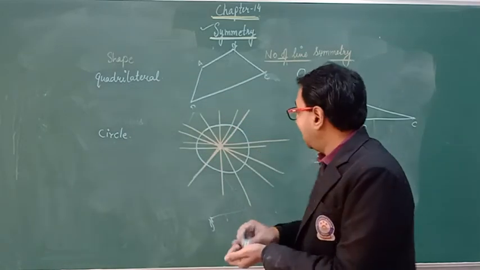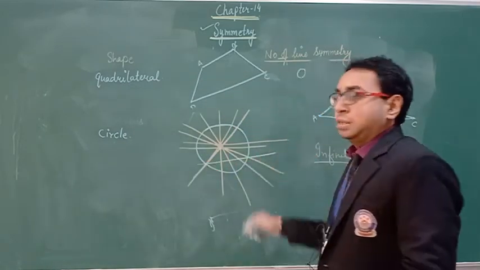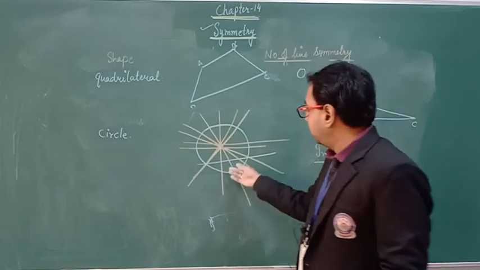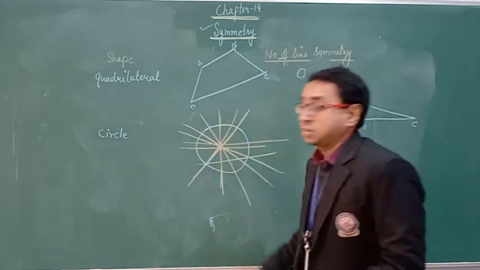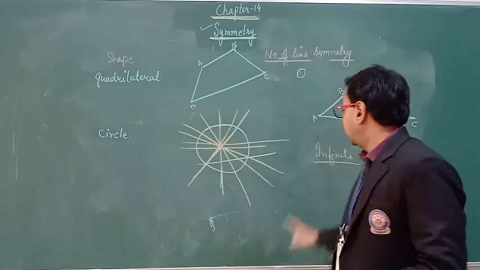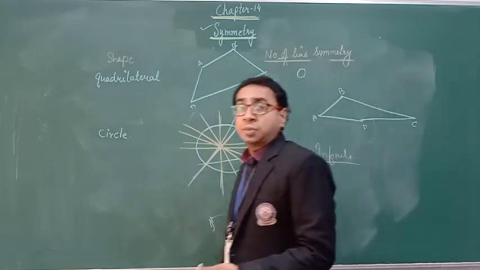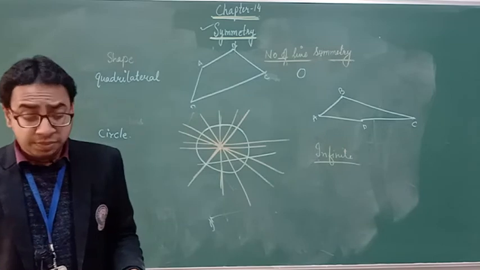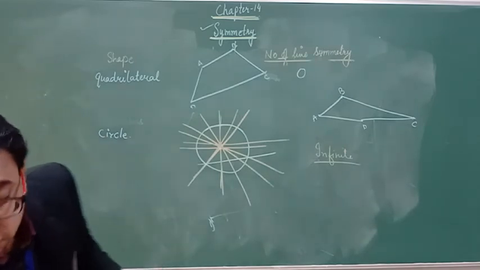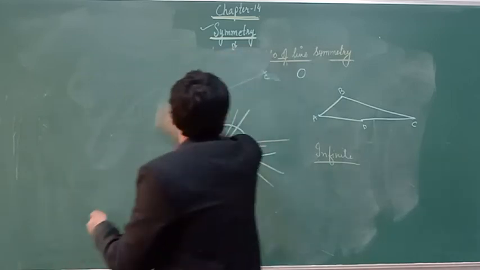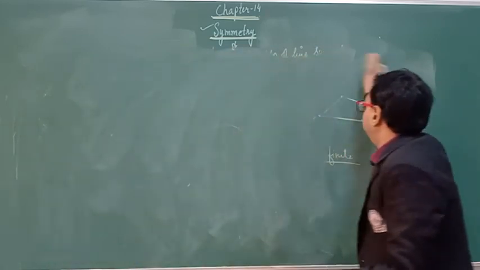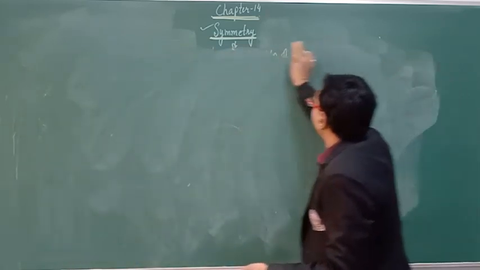If you pass a line like this, now you cannot say the circle is symmetric, because this part is not equal to that part. Hence the line of symmetry always passes through the center. Infinite lines of symmetry. Are we clear with this? Any doubt anyone is having? Clear? Now let's move on to exercise 14.1 immediately.